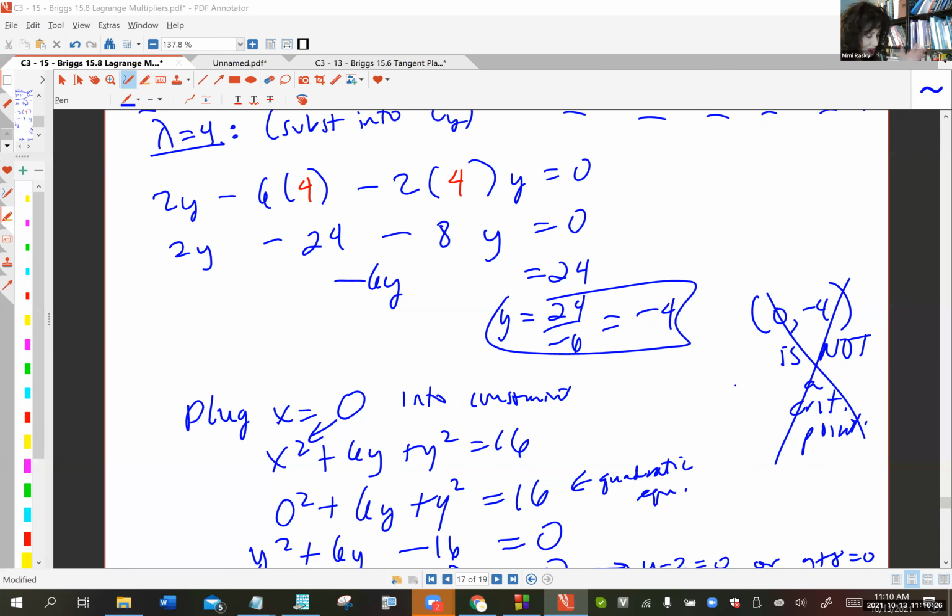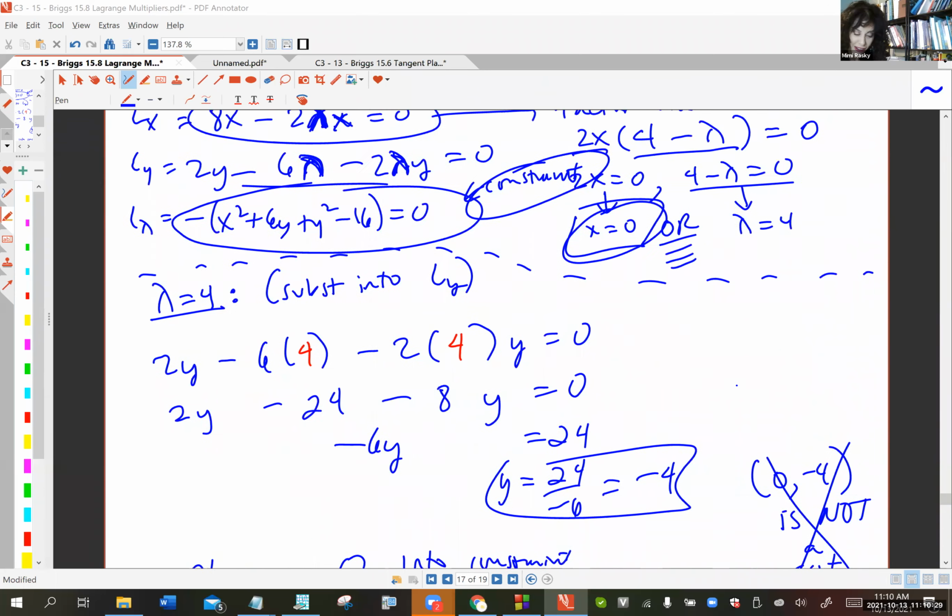How do I get these other critical points? I claim there's two more. Are you kidding me? There's two more critical points? Where the heck are they? I feel like I'm done.